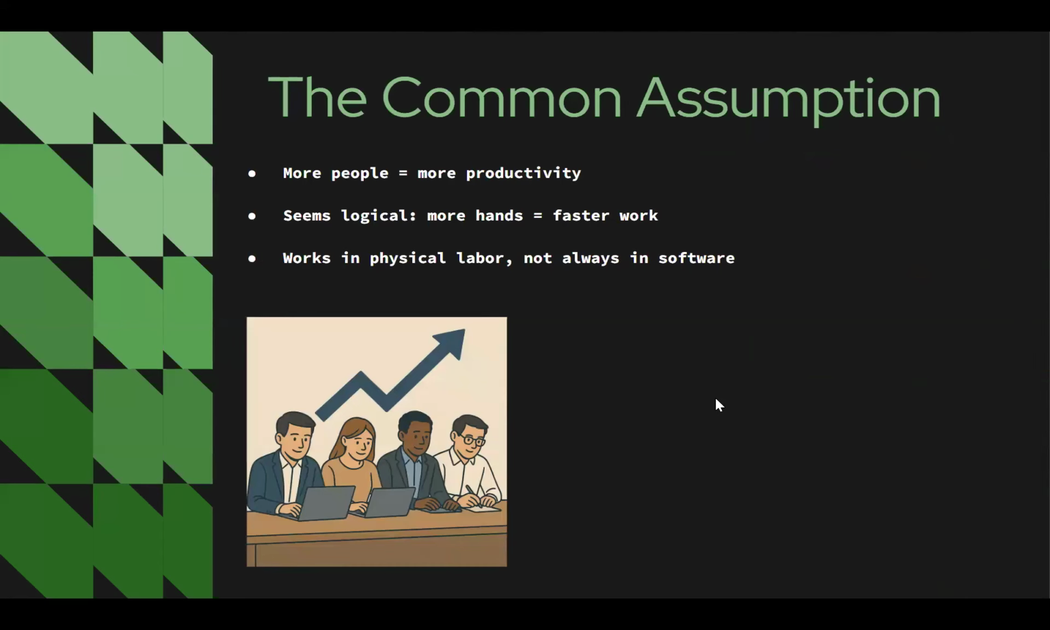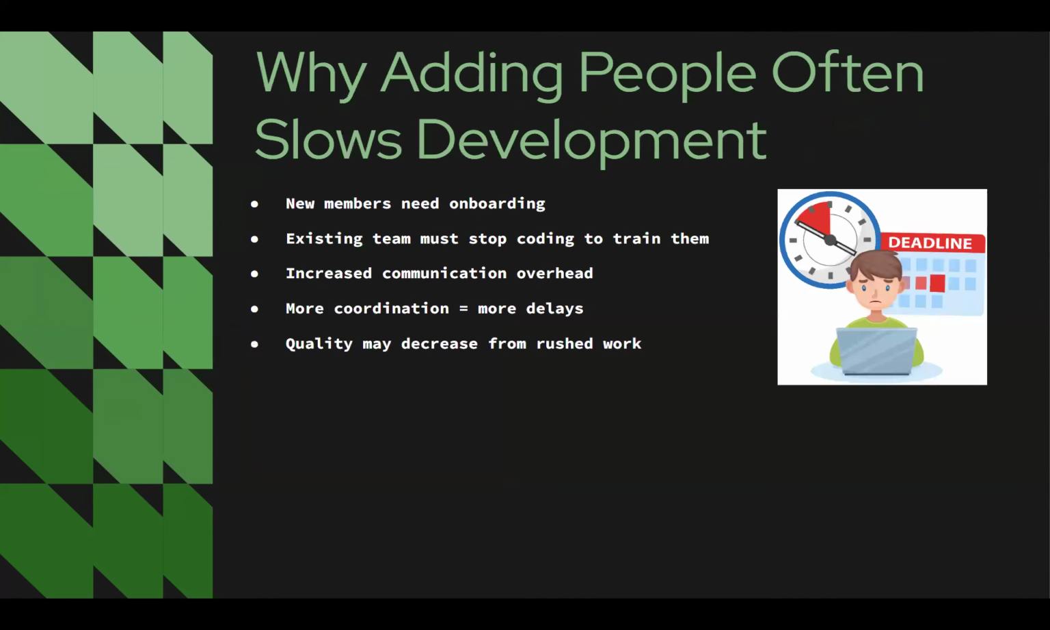So let's start with the common assumption. Most people think that the more people you have, the more productivity you'll have. And that makes sense in a field like construction, for example, where you could have multiple people operating machinery at the same time. But that doesn't apply in software in the same way. In software, it actually behaves differently. Instead of speeding up productivity when you add more people, it actually ends up slowing it down.